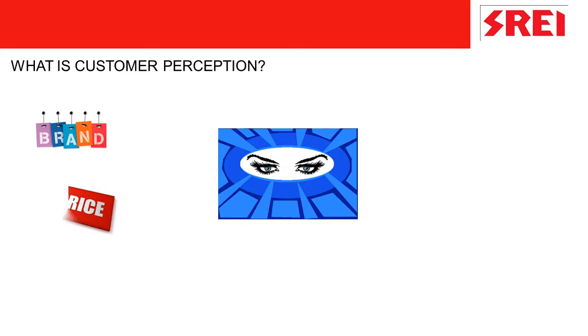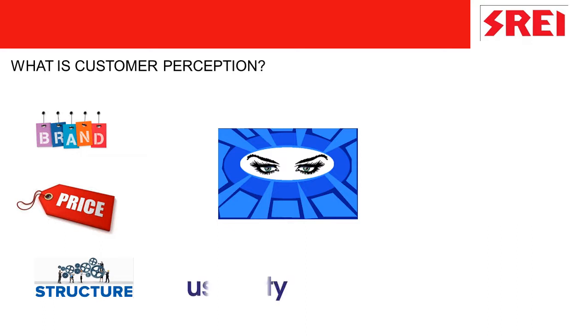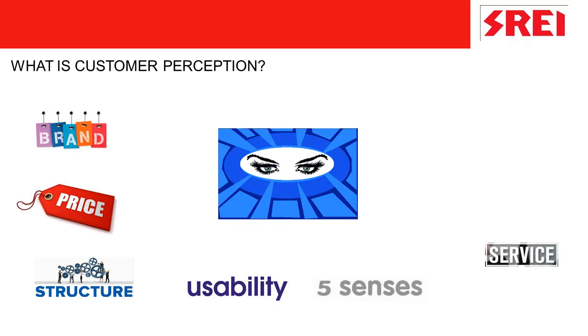Brand, prices, whether costly, reasonable, or value for money. Structure, whether faulty or not. Usability, whether easy to use or complicated. Five senses. For example, one customer may find a chocolate to be sweet and the other can find it to be bitter. Customer service, whether customer friendly or not. Quality, whether premium, good, or of poor quality. Promotion, the type of advertisements and communication that you send.